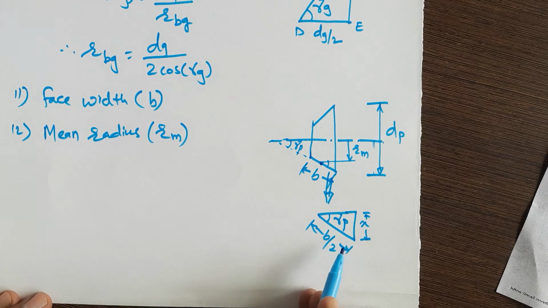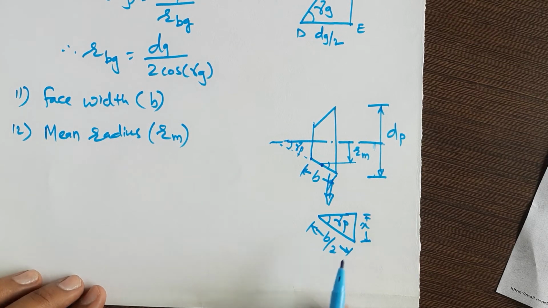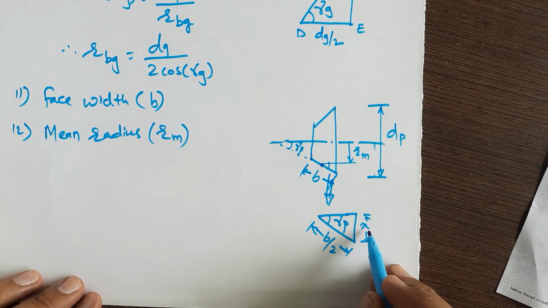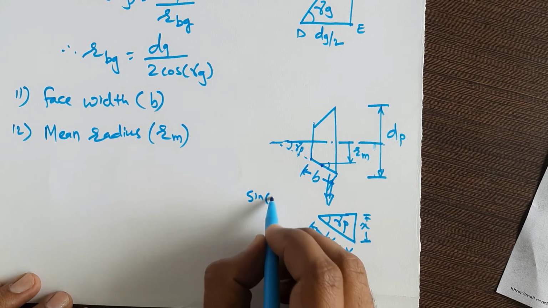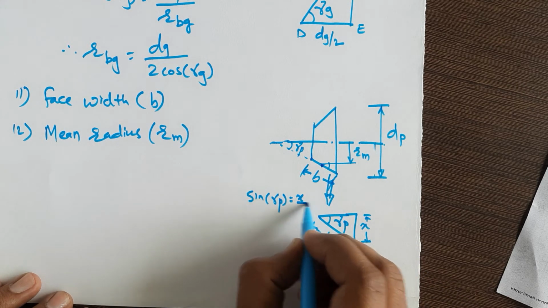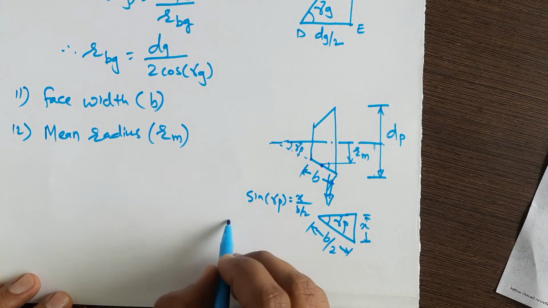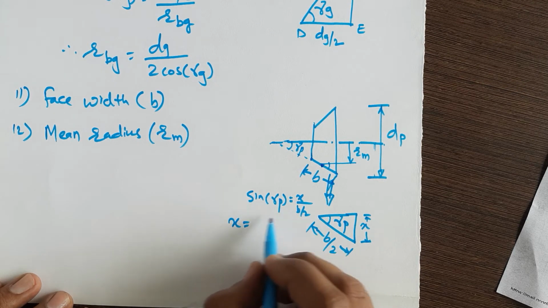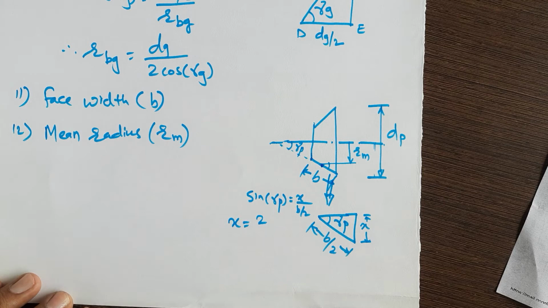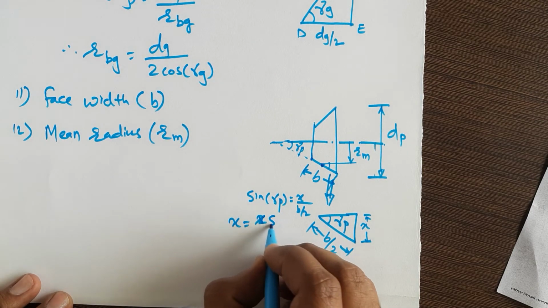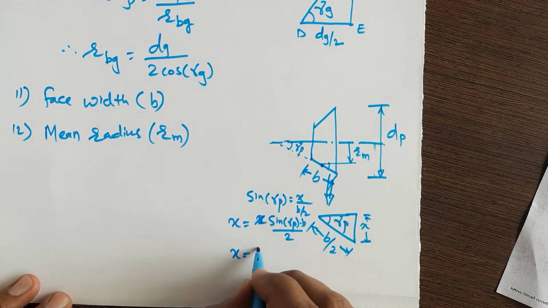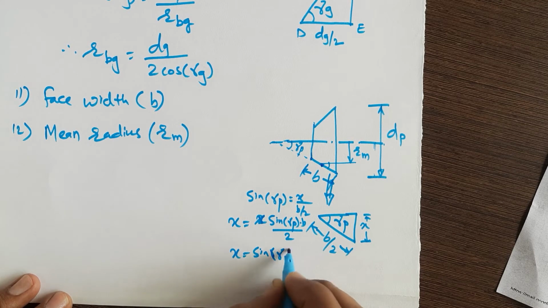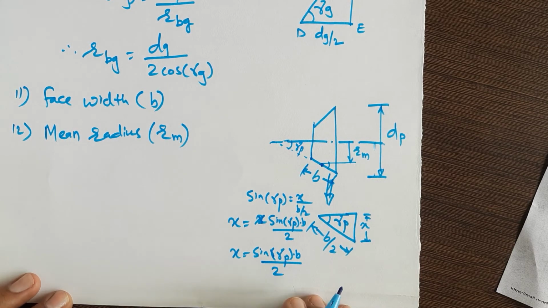If we take this triangle and want to find this x distance in terms of b, we go opposite by hypotenuse, which means we go for sine. So sine of gamma p is equal to opposite x divided by hypotenuse b by 2. So the x distance will be sine of gamma p into b by 2. This is the x distance.